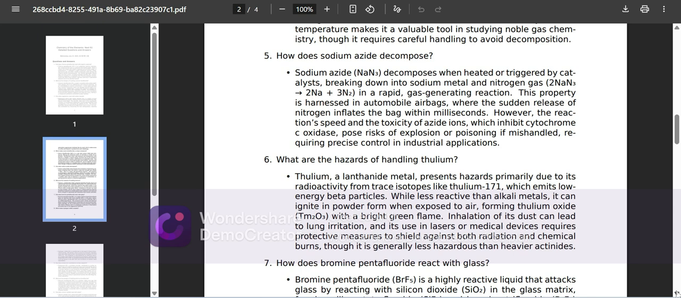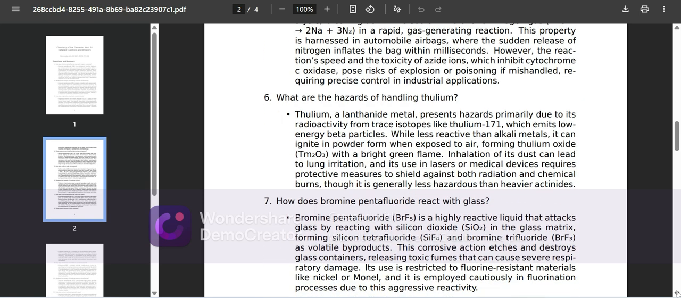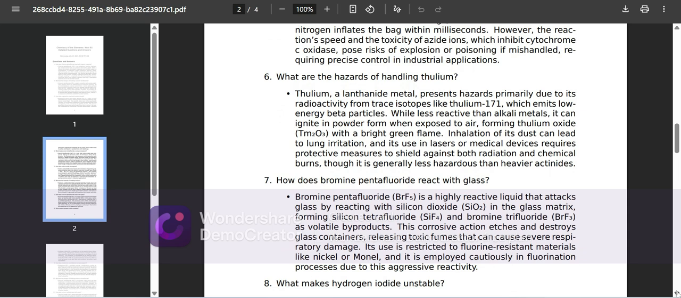harnessed in automobile airbags where the sudden release of nitrogen inflates the bag within milliseconds. However, the reaction speed and the toxicity of azide ions, which inhibit cytochrome c oxidase, pose risk of explosion or poisoning if mishandled, requiring precise control in industrial applications.